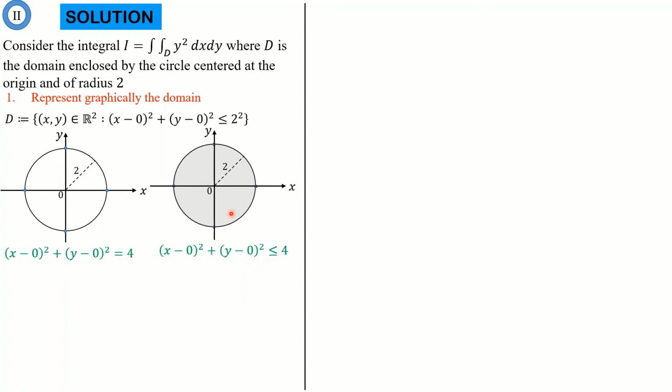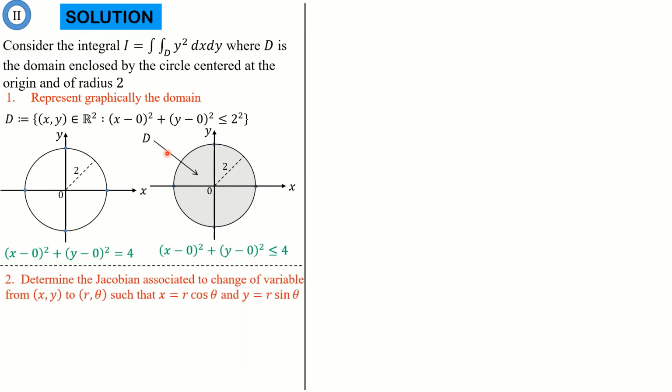This is telling us that the domain Z is bounded. So this entire region inside is my domain Z. So that's the representation of the domain Z graphically.